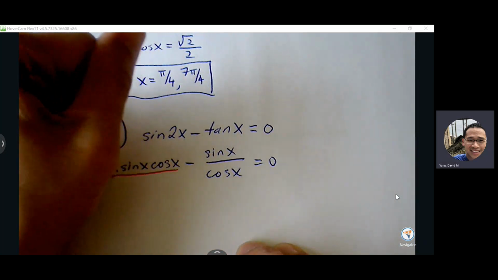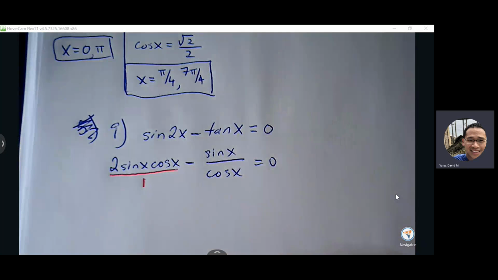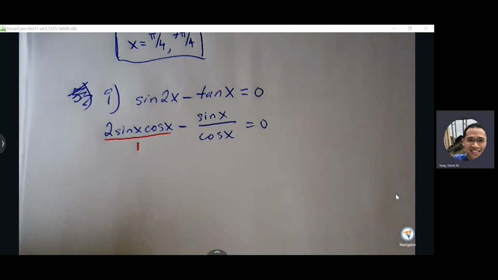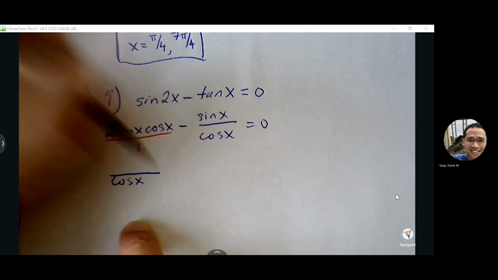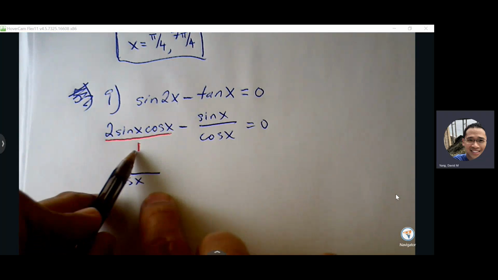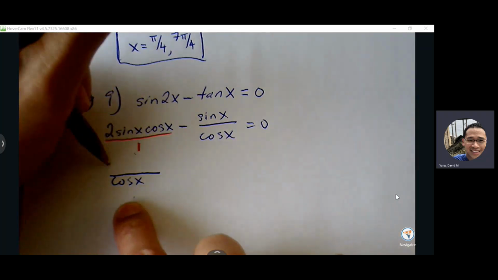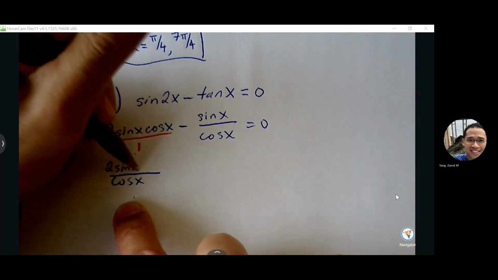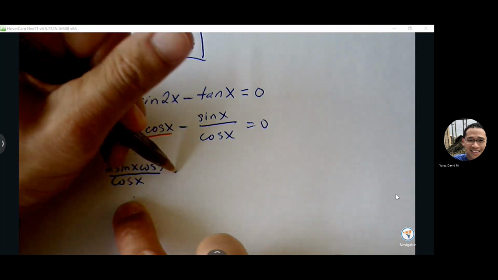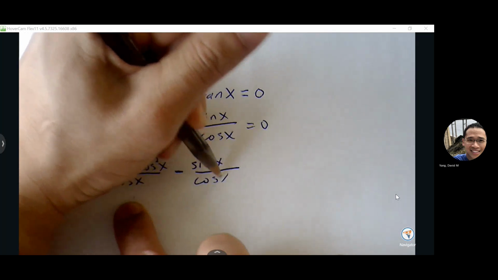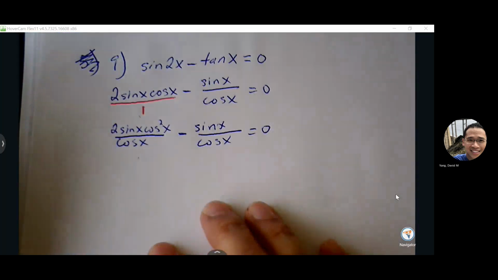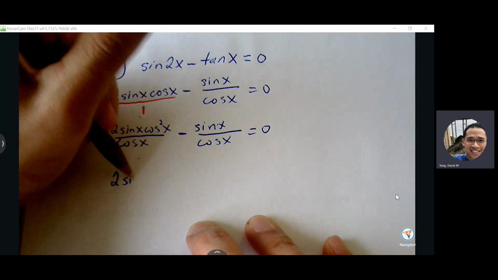I have a fraction of 1 under my first term there, so I can see the need for my common denominator. What's my common denominator? Cosine x. Balance the fraction here. This denominator is missing a cosine x, so multiply that to the top. No changes with my second fraction. Put it all under one fraction.